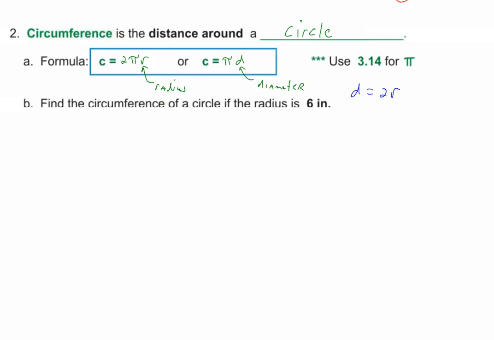So look, which formula do you use? Well, it's nice to know both. If they tell you the radius, use the formula with the radius. If they tell you the diameter, use the formula with the diameter. Now, pi is an irrational number. It means it goes on forever, right? And does not repeat itself.